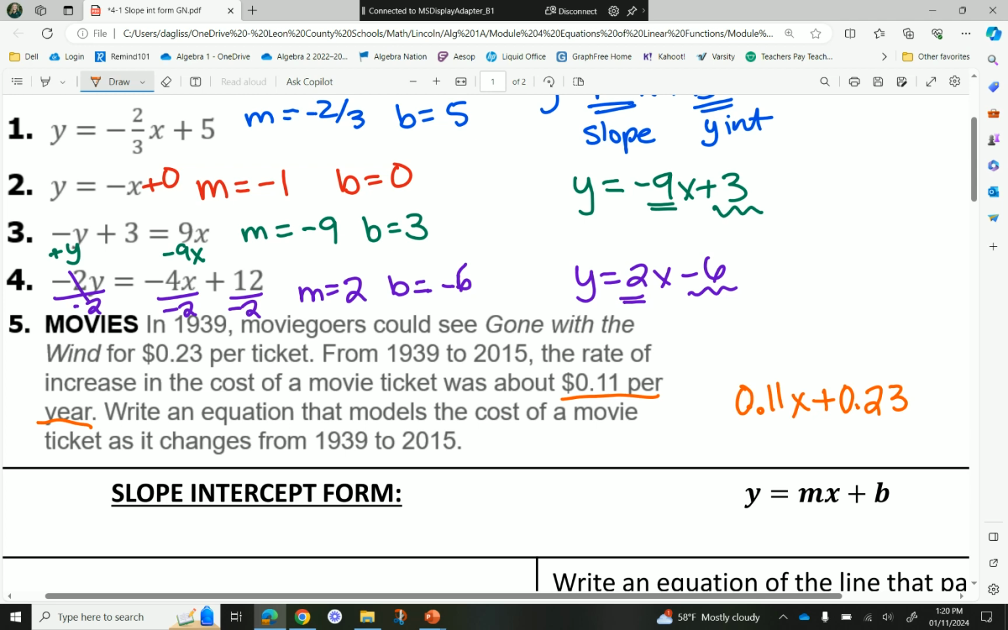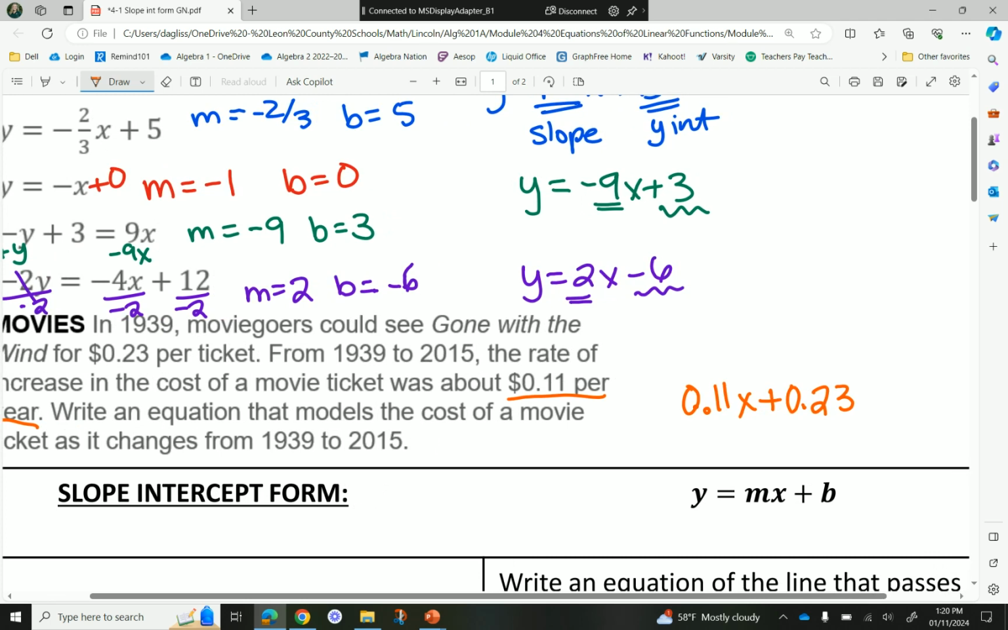Okay. Do you want to make it equal C, equal T? What do you want? C for cost? That's fine. I'm just going to do C for cost. That's fine. You could do T for ticket.